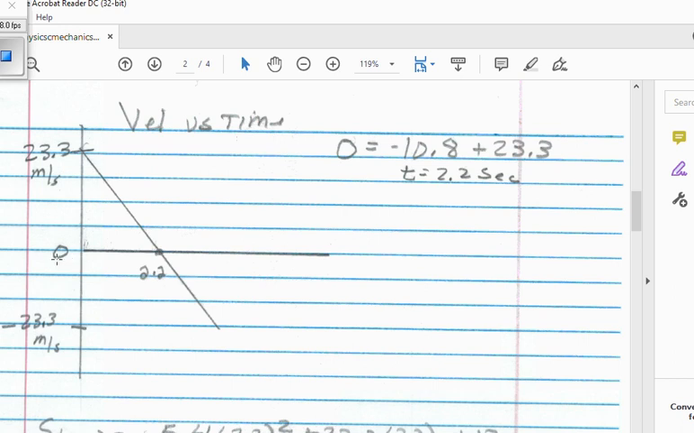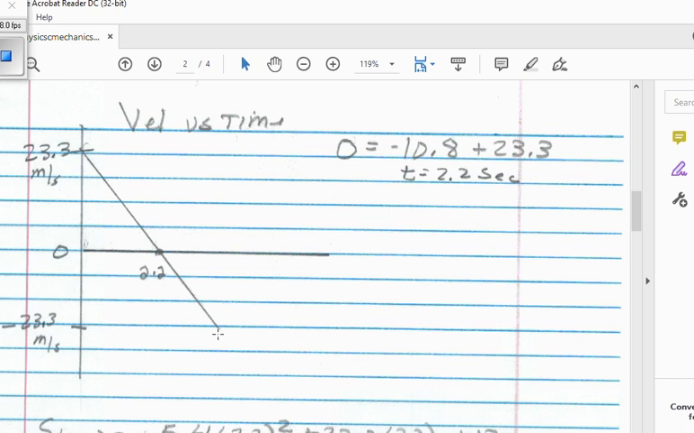So I take my first derivative and set it equal to 0. This is our velocity equation. So I've got negative 10.8 t plus 23.3, and there should be a little t variable here. And I'm going to solve for t. So take 23 to the other side and divide by 10.8. I get 2.2 seconds. So then I place that on my graph, 2.2.